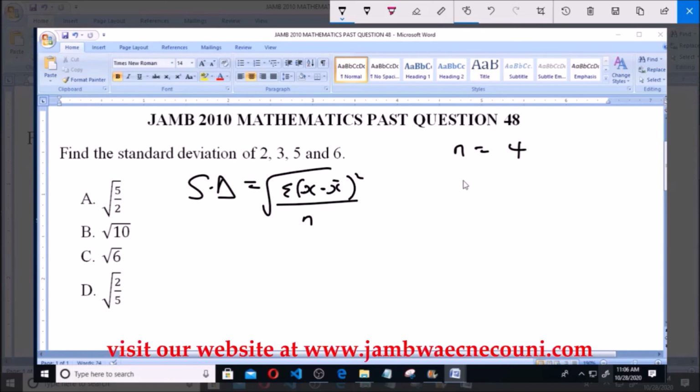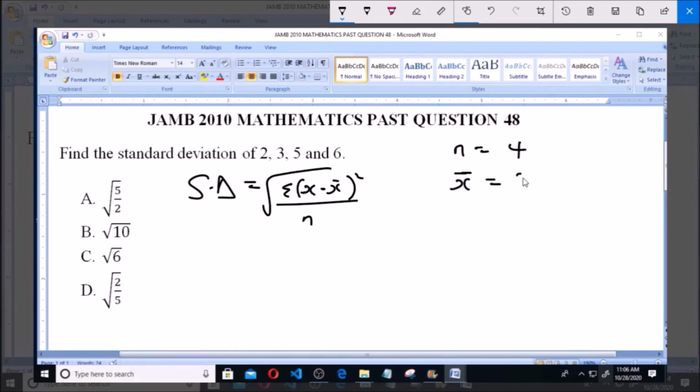Now our mean, this x bar, is equal to 2 plus 3 plus 5 plus 6 all over 4. 2 plus 3 will give us 5, 5 plus 5 will give us 10, plus 6 will give us 16, all over 4, so it's equal to 4. So the mean x bar is equal to 4.